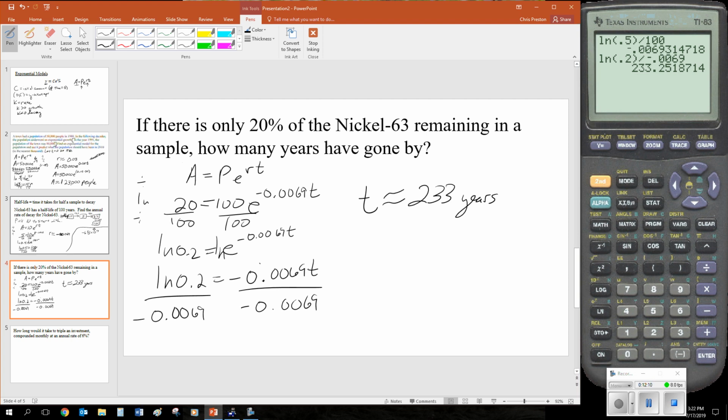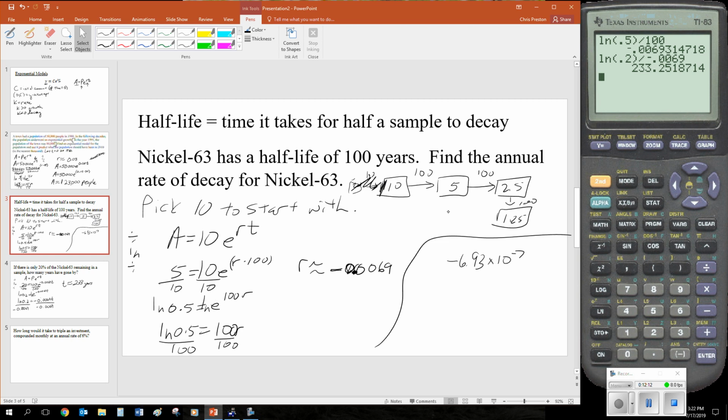If you look at my little model here, or sorry, what did I say, 23? 233 years, sorry. If you look at what I said here, after 100 years you'd be at 5. After another 100 years, so 200 years, you'd be at 2.5. So somewhere between 200 and 300 years, we're going to hit 2. That makes sense. We got that 233, so that did work out.